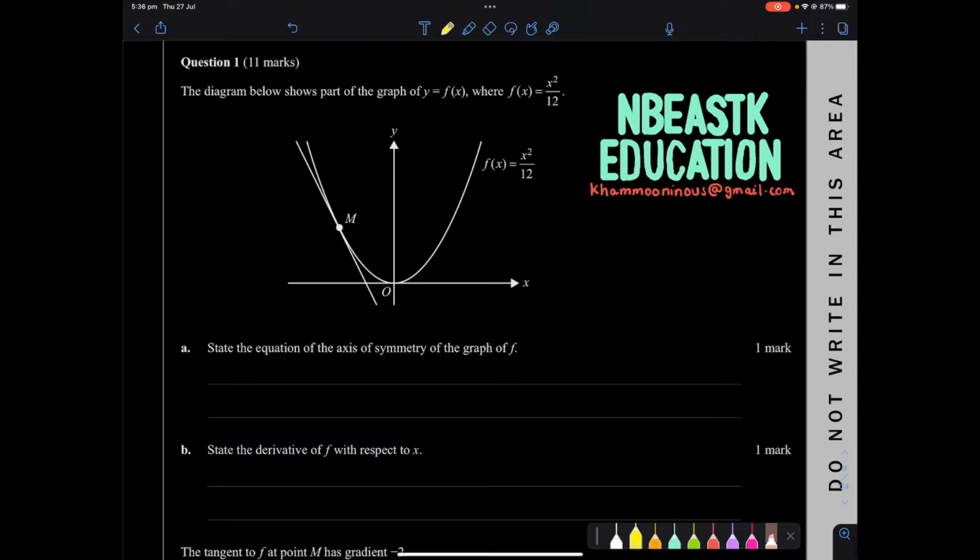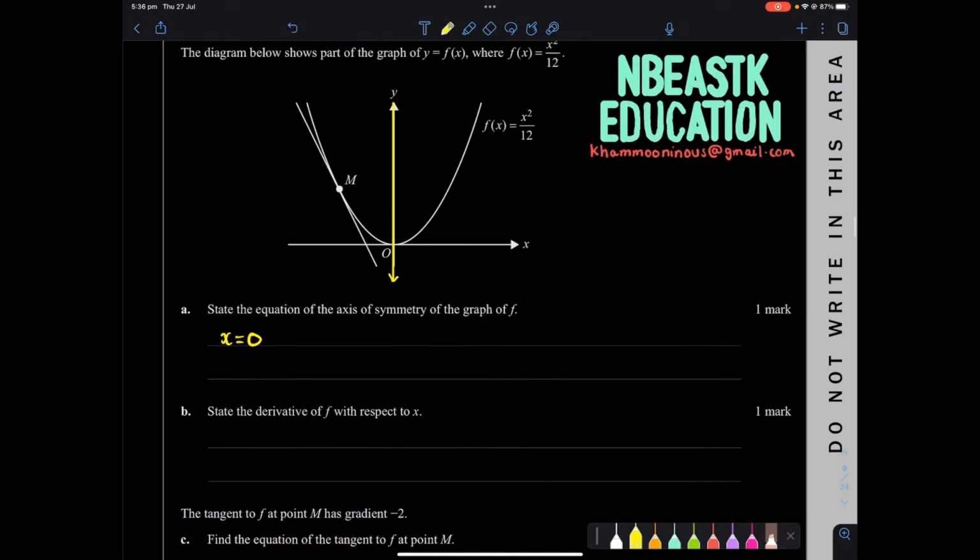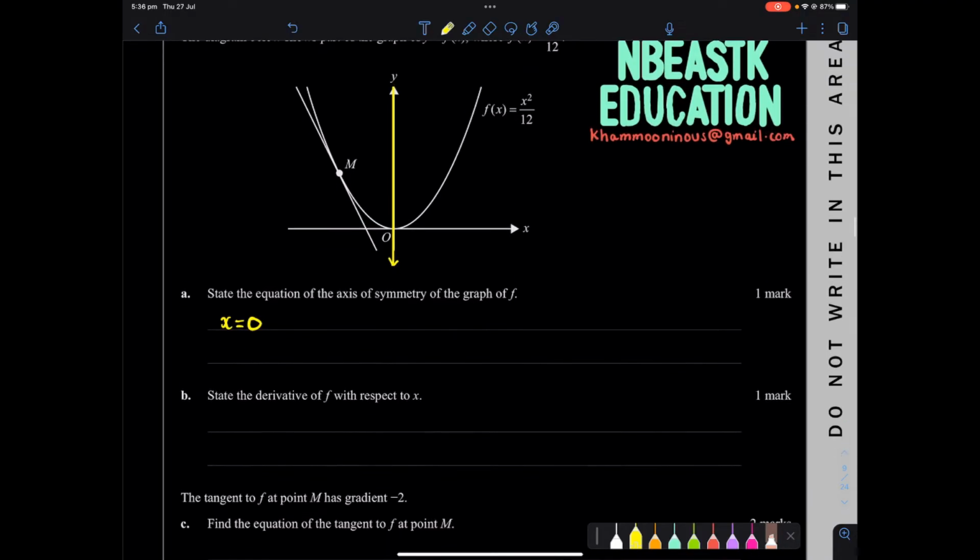Okay, so here's a graph of f, and the axis of symmetry is pretty much at x equals 0. Yep, so we can say x equals 0. And yeah, that was 1 mark quick. Okay. State the derivative of f with respect to x.